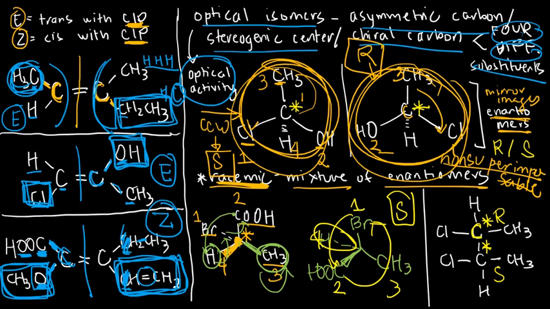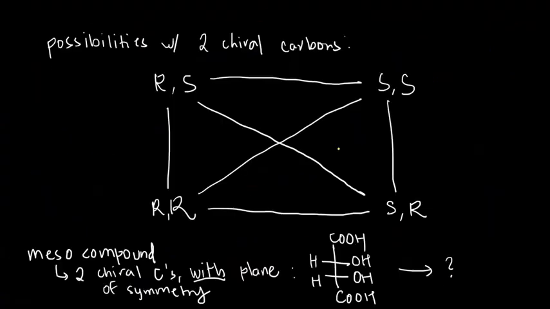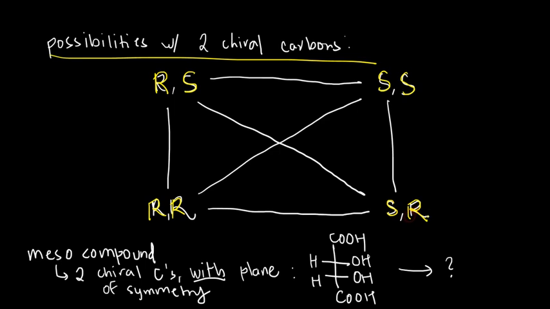So, what do I have now? If you have two chiral carbons, you have the possibility of four combinations. What if my first carbon is R and my second chiral carbon is S? Or what if my first carbon is S and my second carbon is also S? Or what if both of them are R? Or what if the first was S and the second was R? There's a lot of things going on, right?